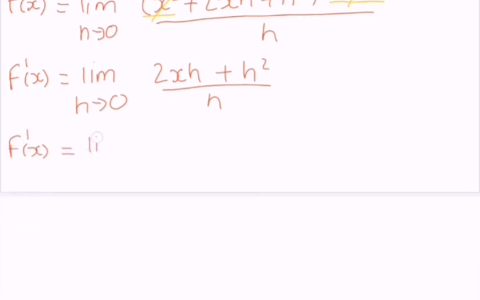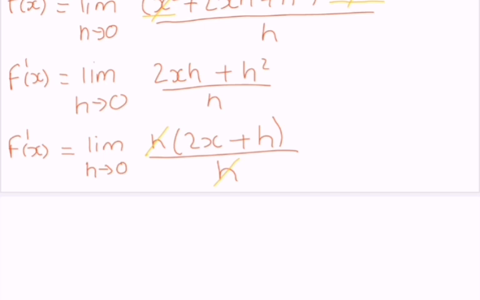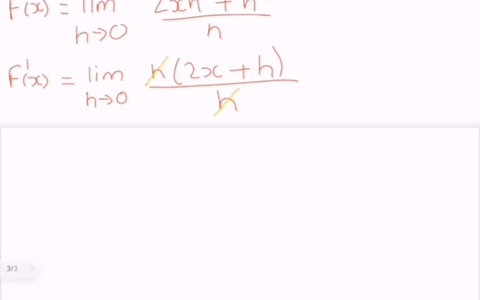It is equal to the limit as h approaches 0. Then as you can see on the numerator, we can take out the common factor of h. To take out h, we are left with 2x plus h, divided by h. As you can see, this h divides this h. We are left with 1. Okay, then we continue.